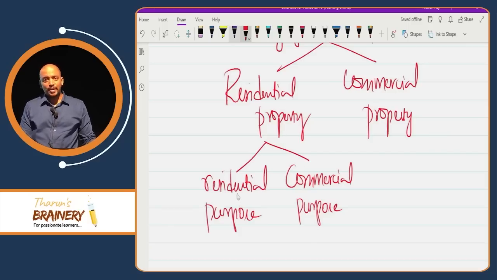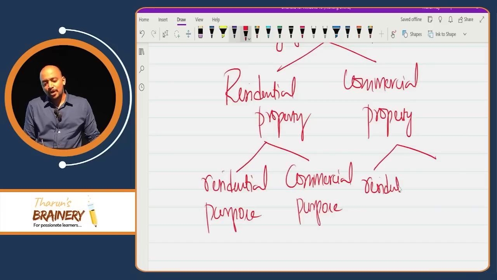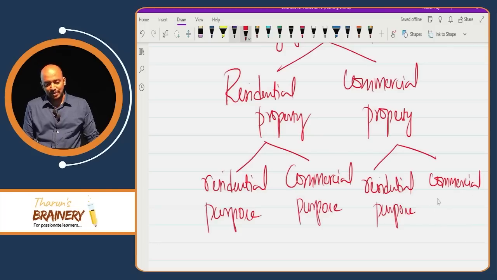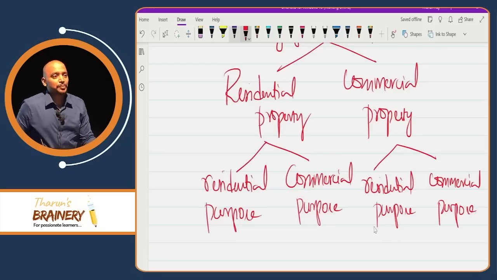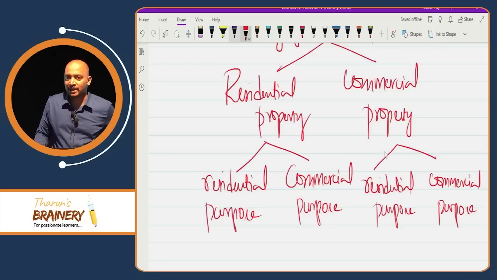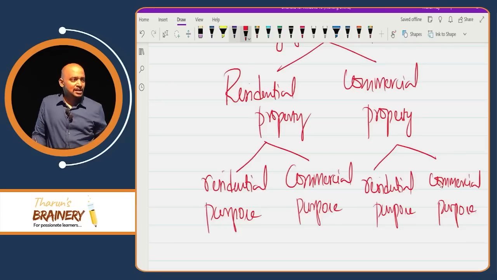Residential property for residential purpose means stay, normal. Commercial property is also divided into two: commercial property for residential purpose, and commercial property for commercial purpose. What does commercial property for residential purpose mean? Hotel. A hotel is a commercial property, but you take the hotel for what purpose? Stay. So that is residential purpose. Then commercial property for commercial purpose, normal. There is one shop which you are taking on rent for running your business. So that is commercial purpose.